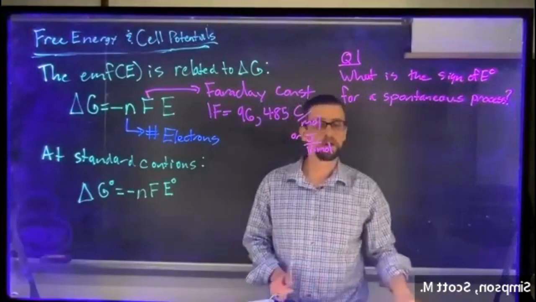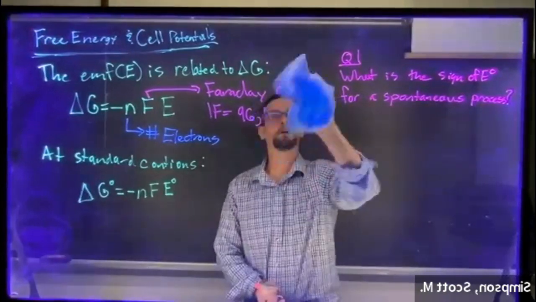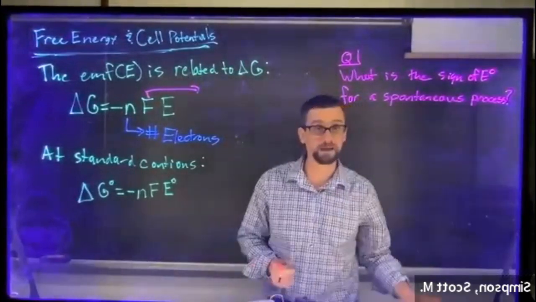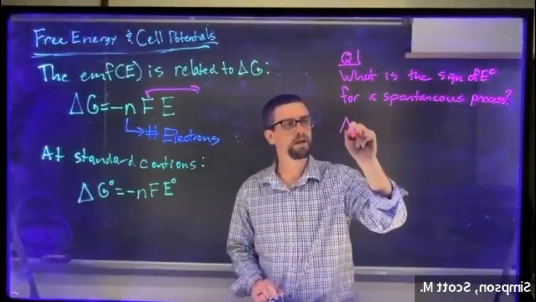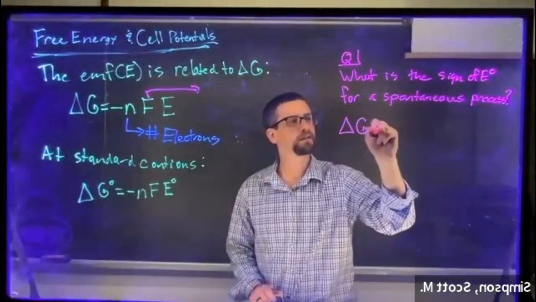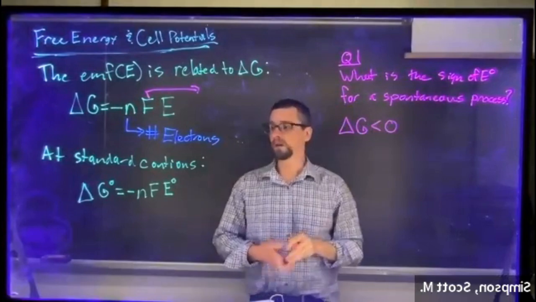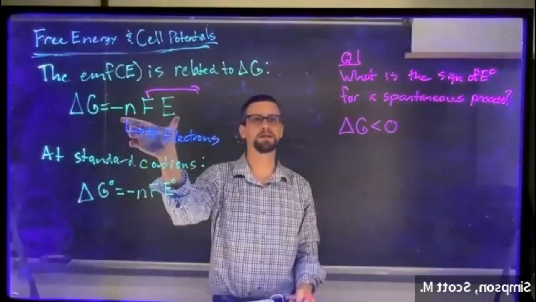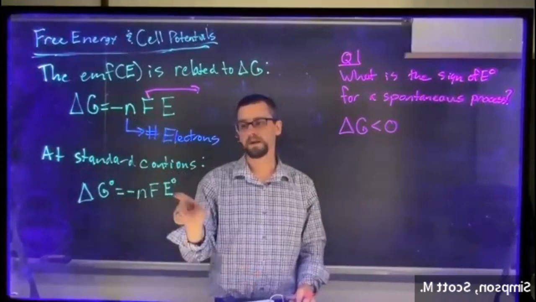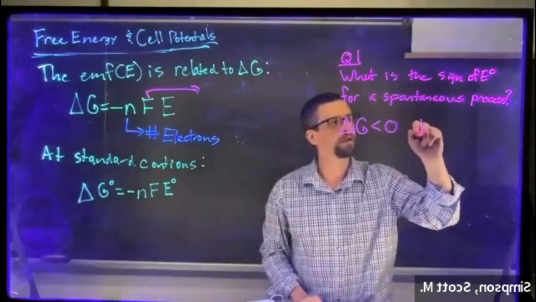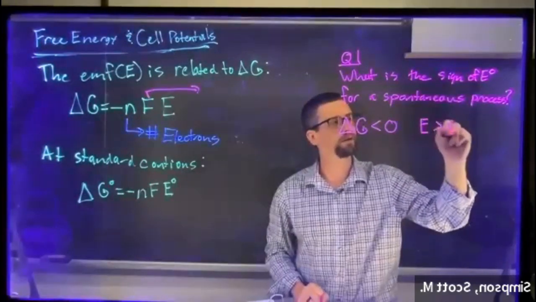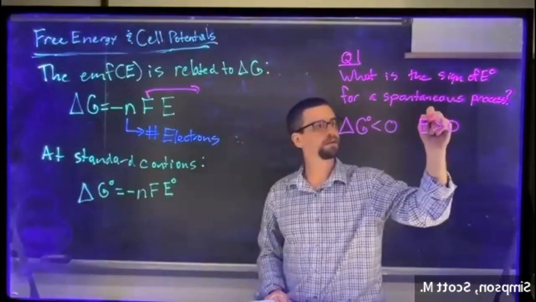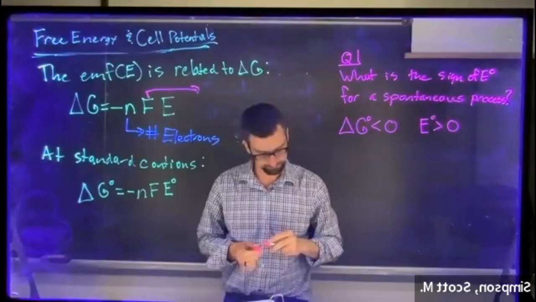Okay, so for a spontaneous process, we want the value of delta G to be negative. Delta G needs to be less than 0. Looking back at our relationships then, if we want this expression to be negative, this has to be a positive value. So E has to be greater than 0. It cannot be negative. In the case of standard conditions, that must be true.